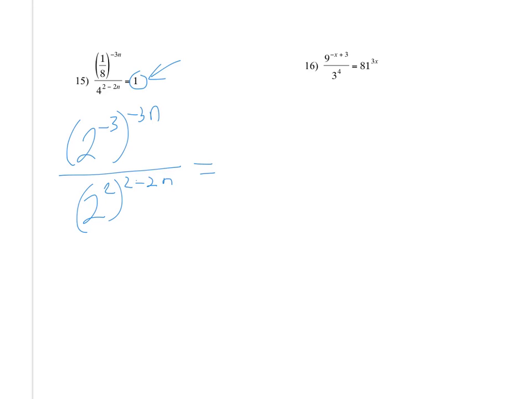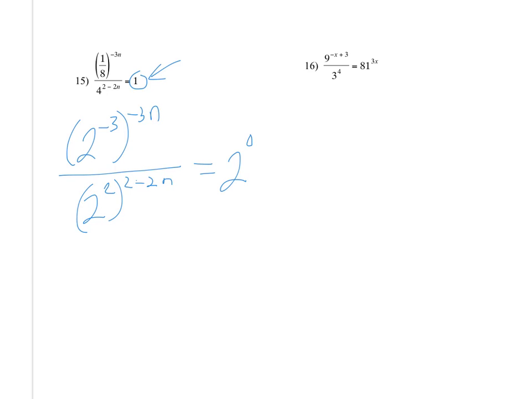And the tricky part is that anything to the 0 is 1. That even means 2 to the 0 is 1. So I could write 1 in any base that I want, which is pretty cool, but we don't always remember that, so I wanted to bring that up here.